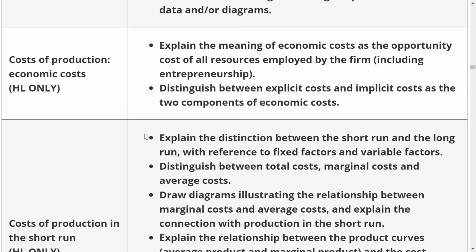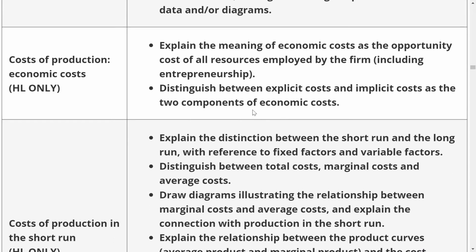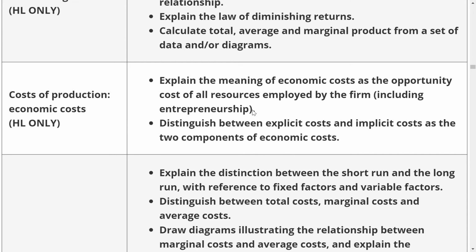Okay. So the next subtopic you have to be able to understand is cost of production and economic cost. You have to be able to understand and explain the meaning of economic cost, but also opportunity cost. I gave the example of how accountants look at only economic cost, but economists look at opportunity cost also. So you have to be able to talk about the theory of opportunity cost in relation to the theory of economic cost.